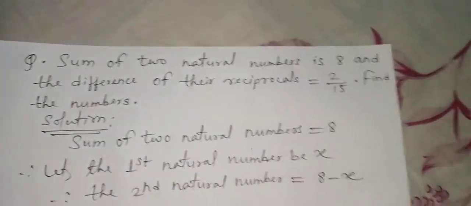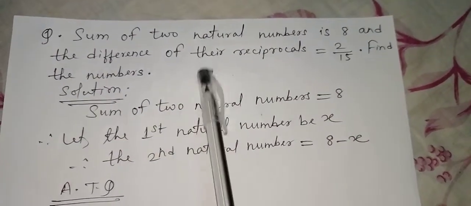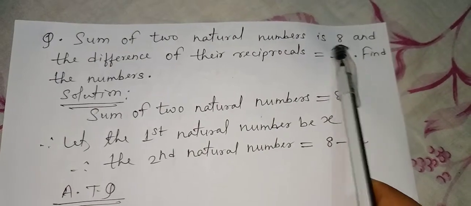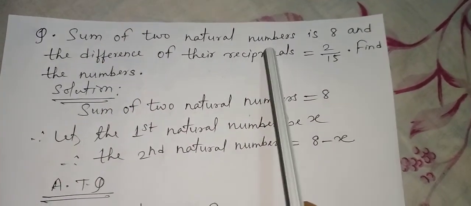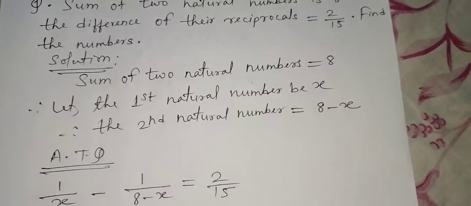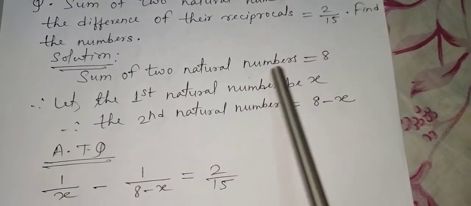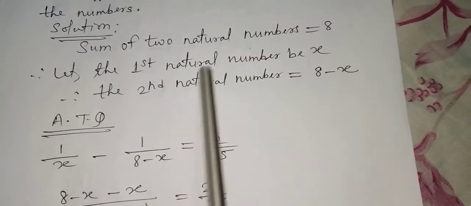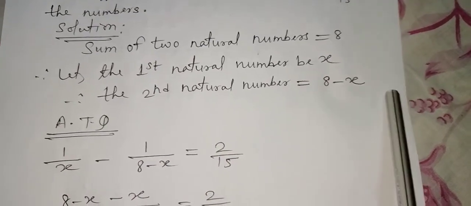Now a few more questions I will provide you in the PDF. Before that, one small thing I want to discuss. The sum of two natural numbers is 8 and the difference of their reciprocals is equal to 2 by 15. Find the numbers. Now there are two natural numbers. When you add them it becomes 8. So the sum of the two natural numbers is 8. Let the first natural number be x. Therefore the second natural number will be 8 minus x.